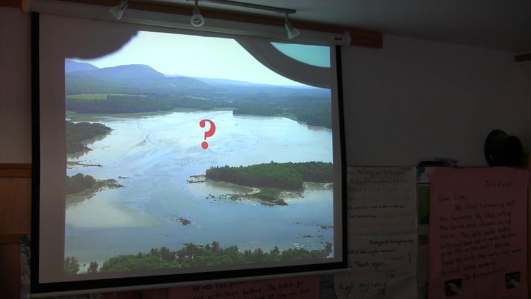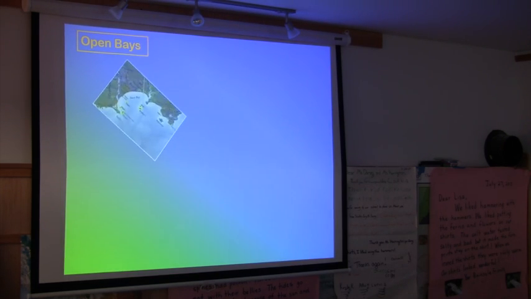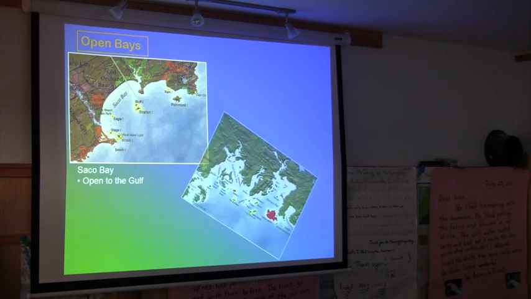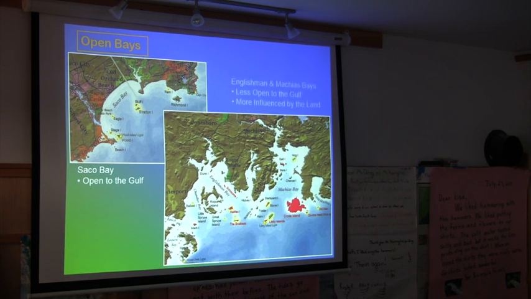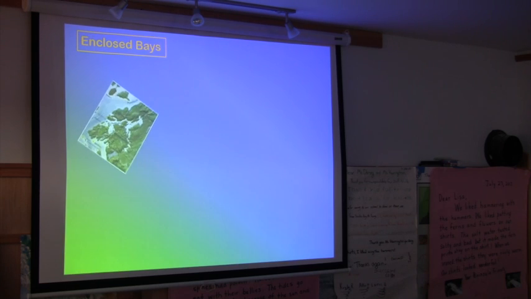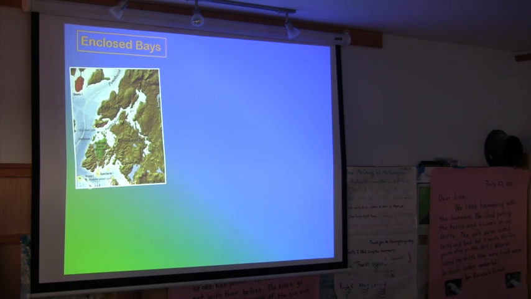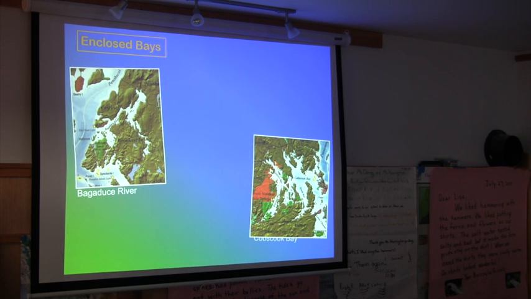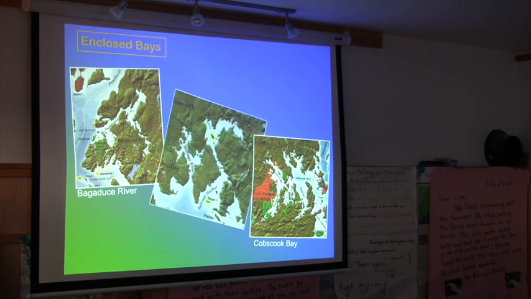What makes Taunton Bay, Taunton Bay? So there are open bays like Saco Bay and Casco Bay, which are big and broad, and Englishman and Machias Bays, which are sort of half broad. And then the narrow ones, which I call closed bays or sheltered bays, like the Bagaduce River and like Cobscook and like Taunton Bay.